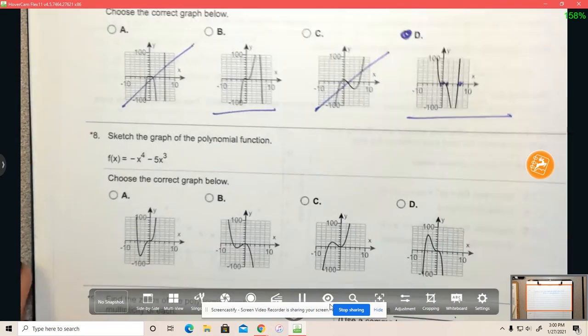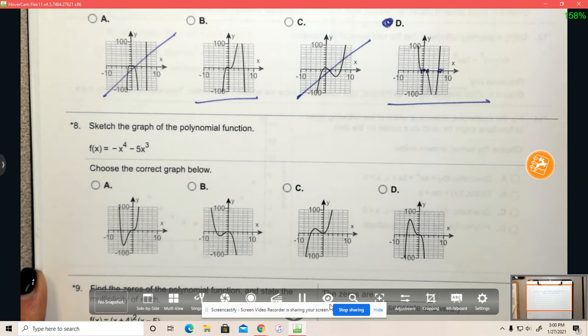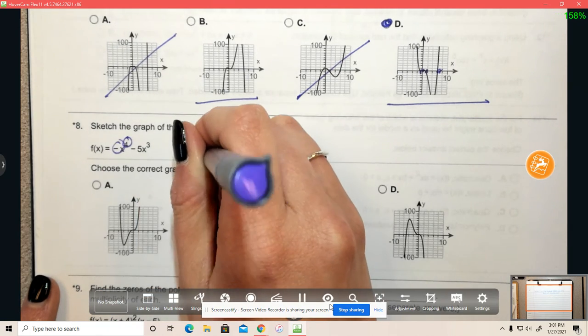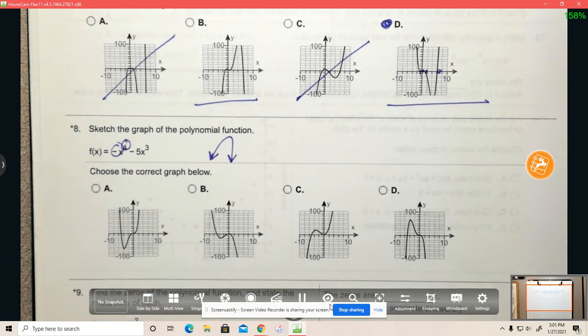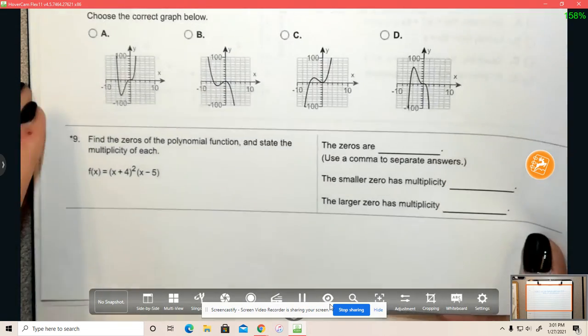Okay, number 8 is very, very similar. You can put it in the calculator, or you can analyze it. This time it's even and it's going down. So that means our ends are going to be like this, and that narrows it down for you pretty quickly.